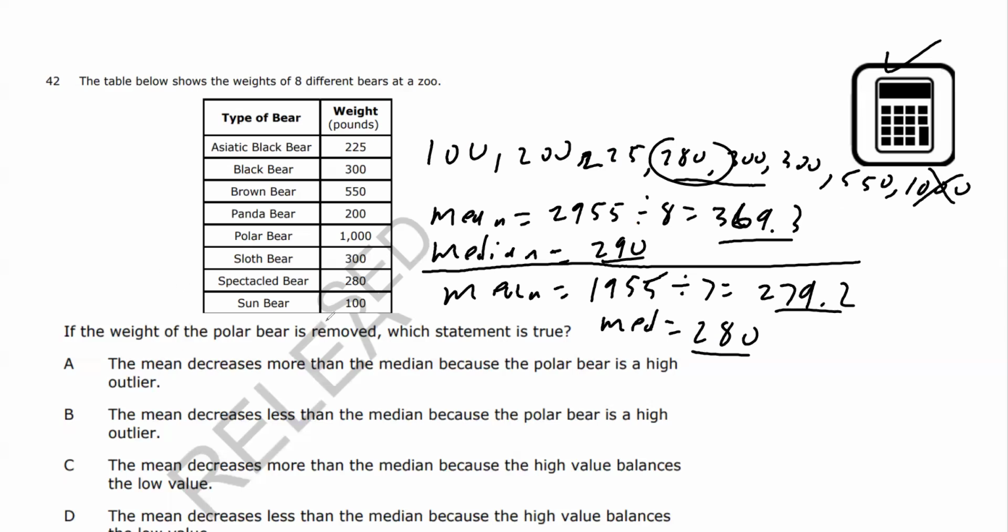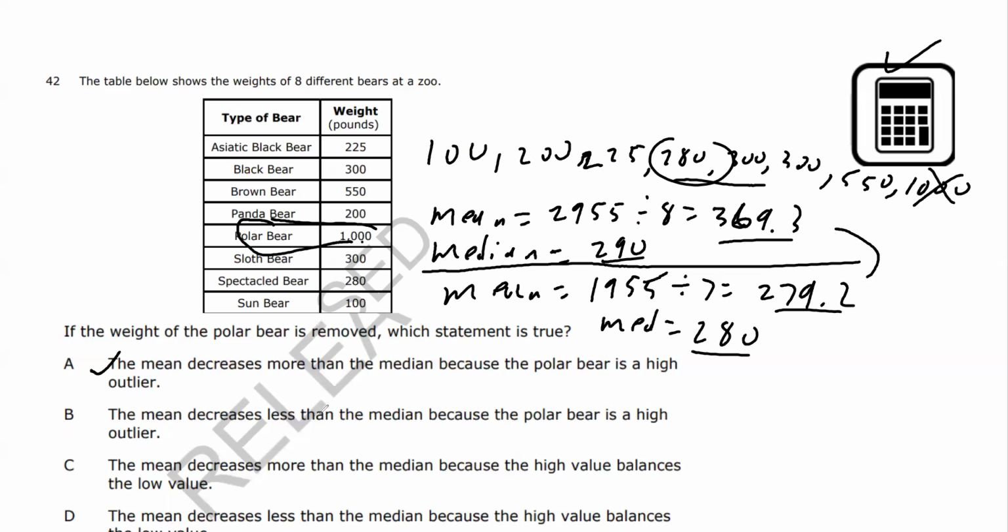Let's look at A. The mean decreases more than the median because the polar bear is a high outlier. Well, that seems pretty good because the outlier is the polar bear. It's 1,000, and that's a lot more than the others. It did decrease more. So A looks good, but I'm not going to just stop there. I'm going to check out B, C, and D.